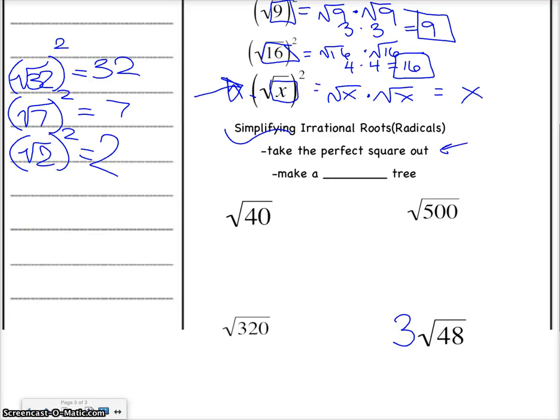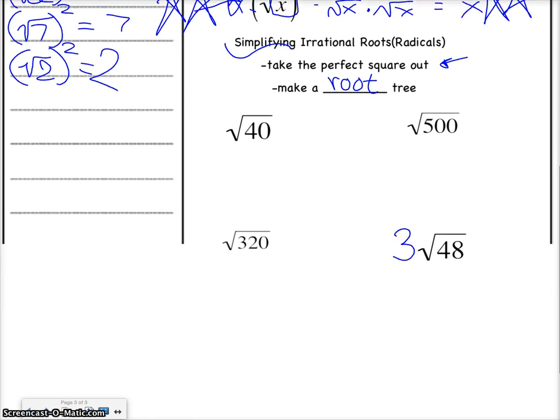What we're really doing is taking any perfect square roots out, and you're going to make a root tree. Root is just like factor. You're just breaking numbers down, and this is the heart of today: anytime you square a square root, you get the number inside.